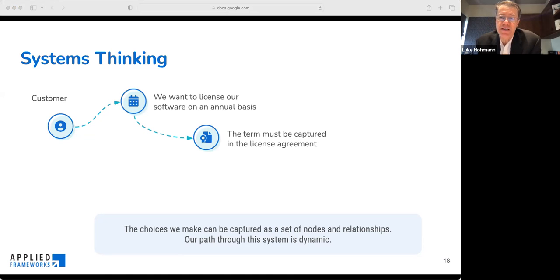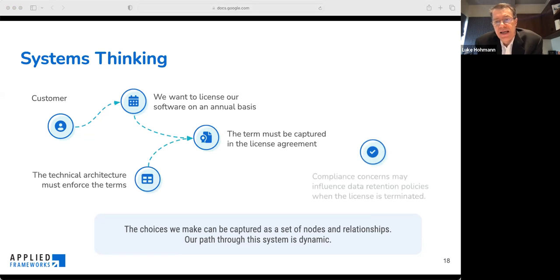Now, if I'm a hosted service, next, I need to make sure that the technical architecture itself enforces those terms. And once I've got the enforcement of the terms, finally, I need to make sure that any compliance concerns are handled, because compliance is also part of our system of providing value. And what I specifically mean here is for our European customers, we have the GDPR, and the GDPR specifically gives guidance on how long a business may retain data from a software system after the license agreement has been terminated. And we are expected, if we're serving customers in Europe, to honor the requirements and obligations of the GDPR.